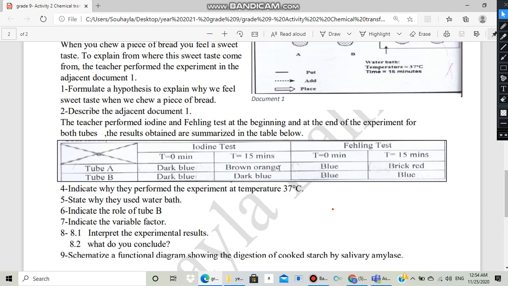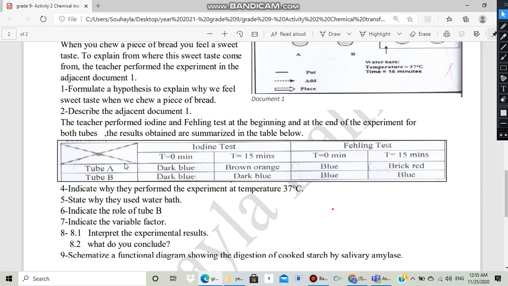the color of iodine remained brown orange. This indicates that starch, هون there is no starch, starch disappeared, while a dark blue color appeared in tube B. يعني this means that it contains starch. While with filling test, لاحظوا كيف انتقلت. The color remained blue at time equals 0 for both test tubes, لأنه نفس الشيء كتبت كلمة both.